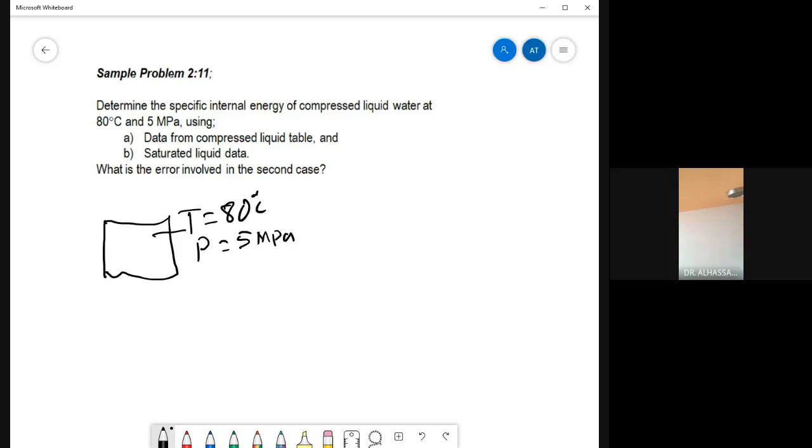Initially, even if you are not told that the fluid is compressed liquid, we can find a way to determine the state of the fluid by first determining the saturation temperature. If you find T saturation at the given pressure, P equals 5 megapascal, what is going to be the saturation temperature? Can anybody find out for us? Anybody with a property table, you go to the property table for water, using the saturation table, pressure table. At 5 megapascal, what is the corresponding T saturation? What is the T saturation there?